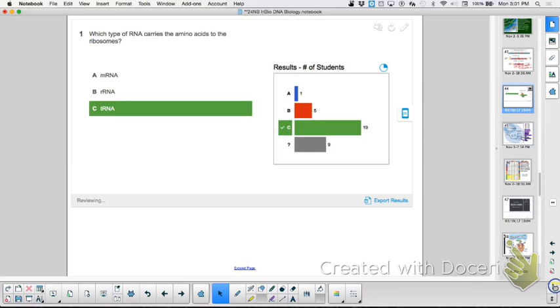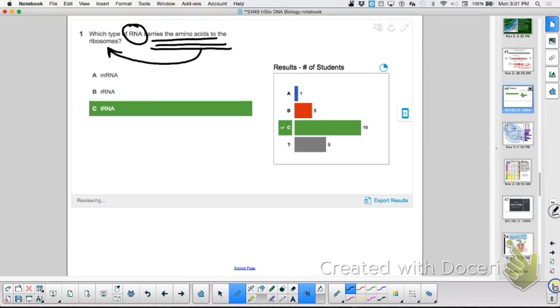Apparently not. Okay, let's read this question thoughtfully. Which RNA carries the amino acids to the ribosome? Transfer RNA. One of you picked mRNA. Does the mRNA carry any amino acids? No. Does it even touch an amino acid? No, it does not. It carries the code from the DNA out into the rest of the cell. rRNA is what is the ribosome, along with some proteins. Okay, so tRNA, transfer. That is surprising to me that you missed it.